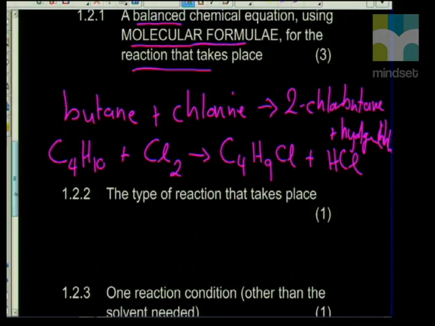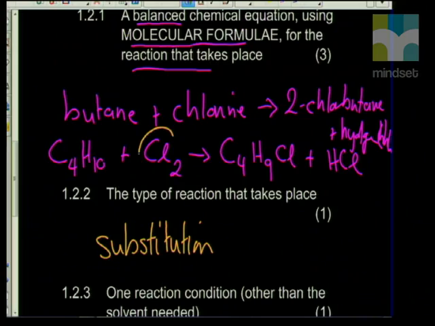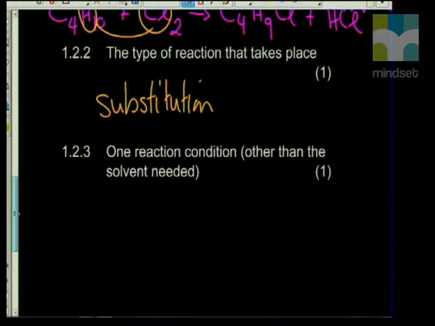Check that you've got the correct number of chlorines. You started with 2 chlorines, you're ending with 2 chlorines. You started with 10 hydrogens, you're ending with 10 hydrogens, and so on. And we've balanced that. What type of reaction is this? Well, this is clearly a substitution reaction. And why do we say that? Well, one of the chlorines has taken the place of one of the hydrogens, and we're left over with HCl.